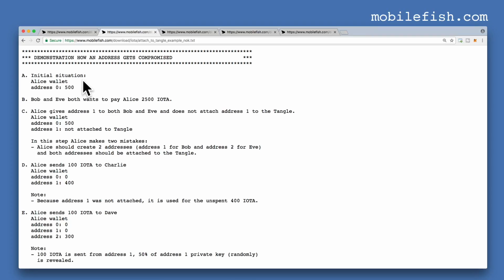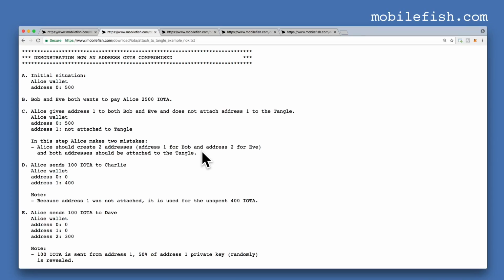This is the initial situation. This is Alice's wallet. Address 0 has 500 IOTAs. Bob and Eve both want to pay Alice 2500 IOTAs. Alice gives address 1 to both Bob and Eve and does not attach address 1 to the Tangle. In this step, Alice makes two mistakes.